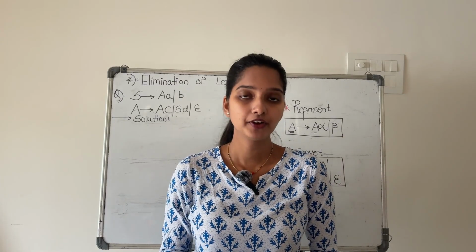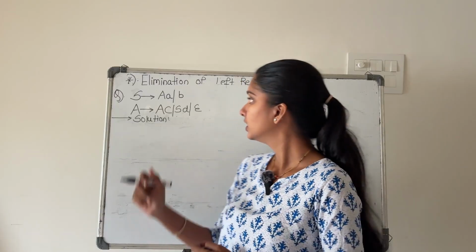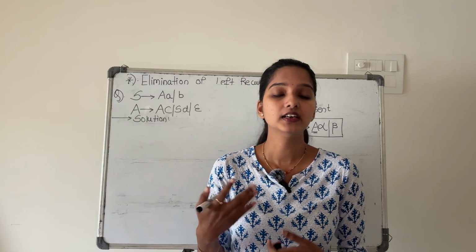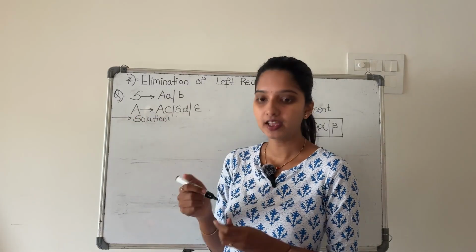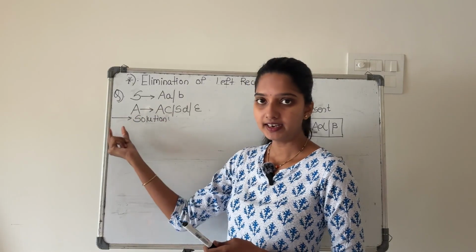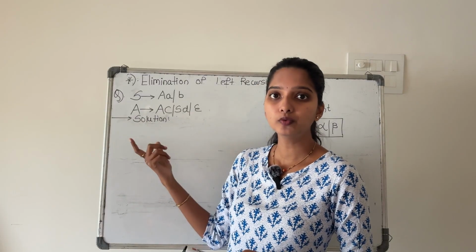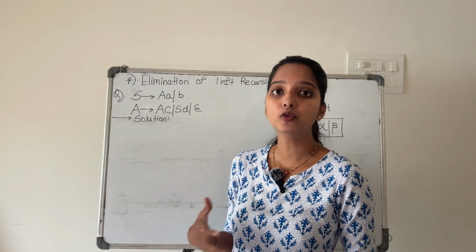In today's session, we're going to learn how to eliminate left recursion from a given grammar. This is the grammar which is given to you all. How do you identify if a grammar is left recursive? If the non-terminal on your left hand side is repeated on your right hand side, then what do we say? That the grammar is a left recursive grammar, and we have to eliminate it.